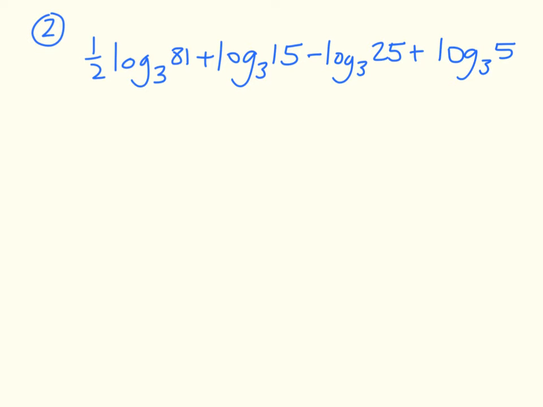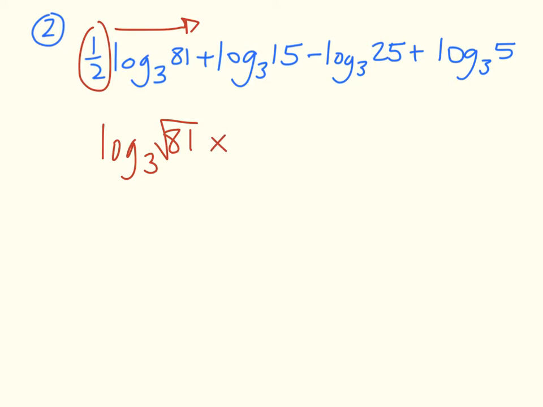Question 2. Let's rewrite this as a single log. So that half at the front goes up to be a power, and we don't have anything else at the front. So it becomes log to the base 3 of 81 to the power of half. Now I'm just going to write that as square root. The next one's an add, so that's going to be times 15. The next one's a take away, so that's going to be divide 25. And the next one's an add, so that's going to be times 5 again. So if you work out what the top is, work out what the bottom is, you should be able to solve it.